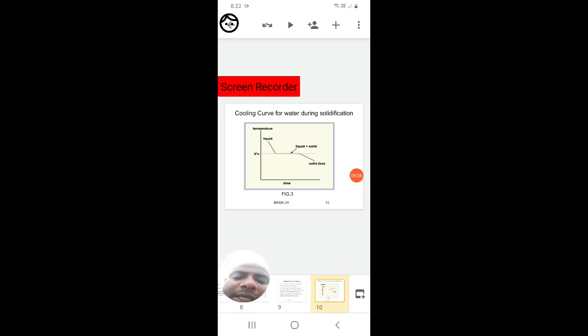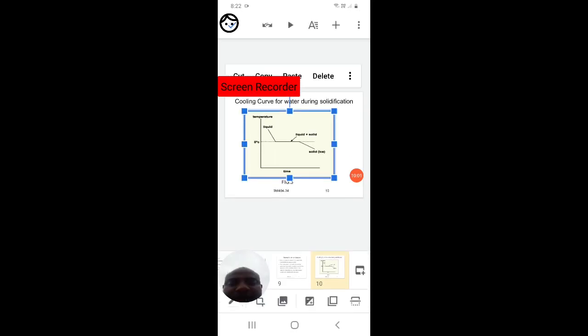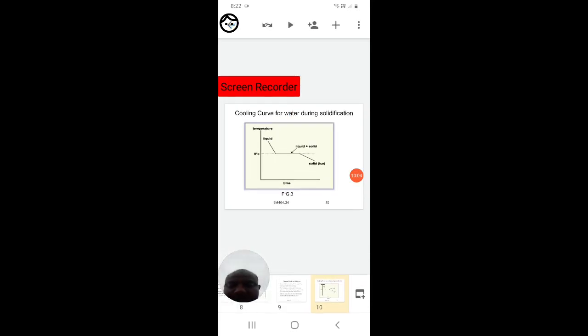So this means there is a cooling curve, that is the cooling curve. So above 0 degrees centigrade, this is the liquid state. At 0 degrees centigrade, so this is cooling, which means decreasing the temperature, that is the cooling process. So liquid state. So at 0 degrees centigrade, liquid plus solid. So after some time as the temperature decreases, it is ice.